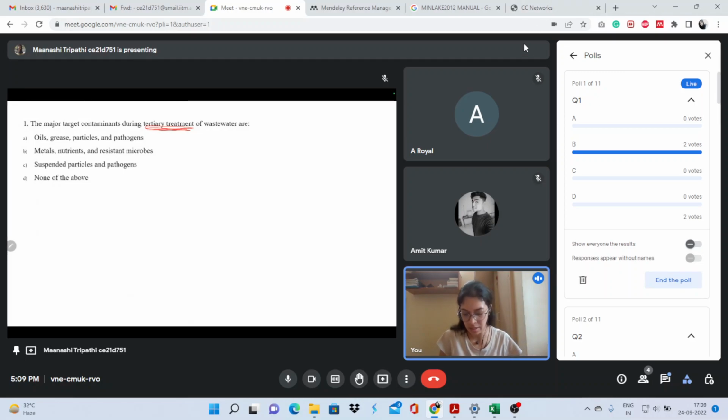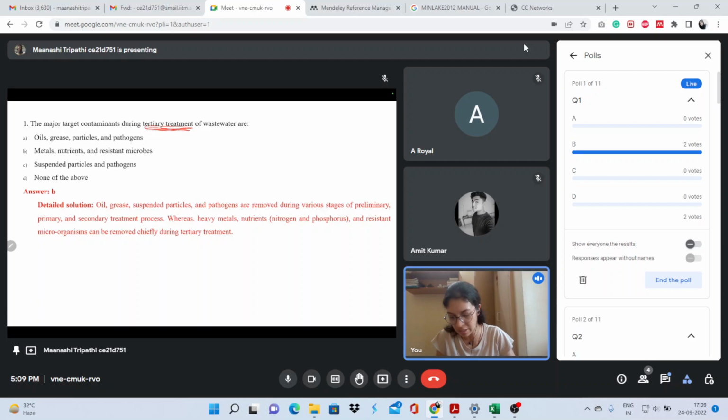Okay, we'll see the answer. So the answer is B, metal nutrients and resistant microorganisms. See, pathogens are also microorganisms, but pathogens are disease causing microorganisms. Microorganisms may be many, but disease causing microorganisms are few. We call them pathogens. So, even in primary, secondary, any conventional treatment technology, we do disinfection. By disinfection, we try to remove these pathogens, but we do not take care of resistant microorganisms. Resistant microorganisms may involve those microorganisms which are now resistant to drugs.